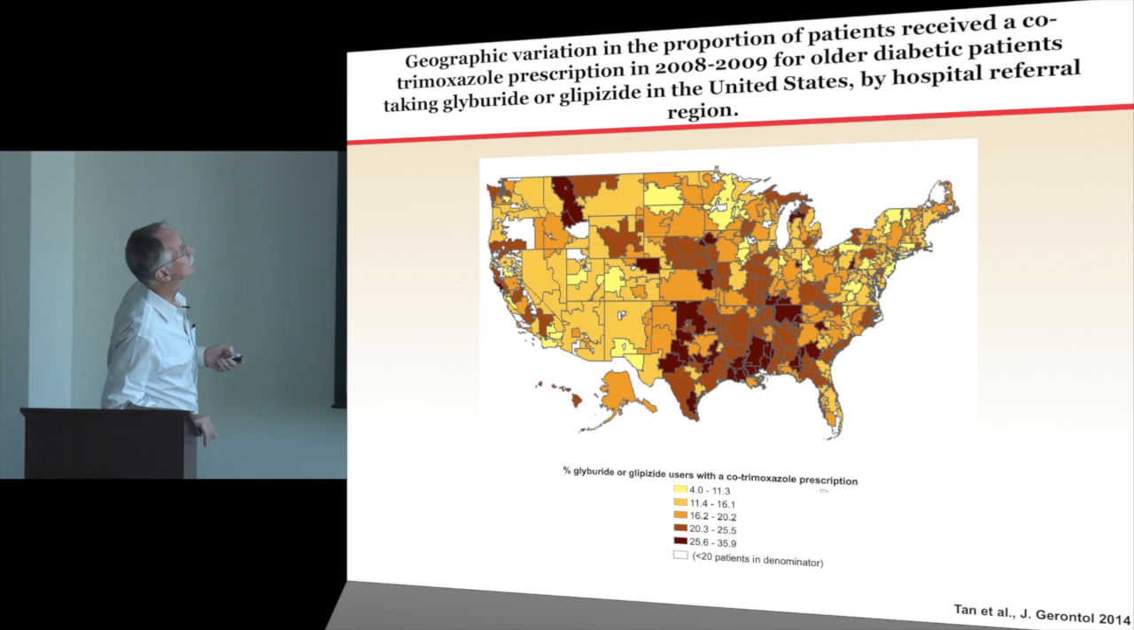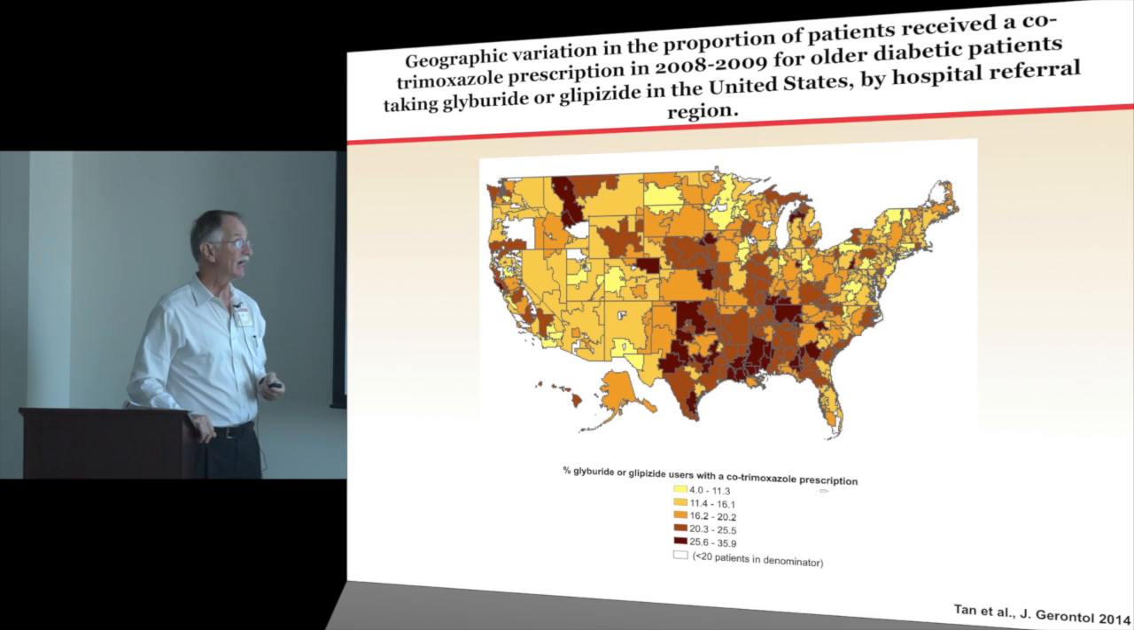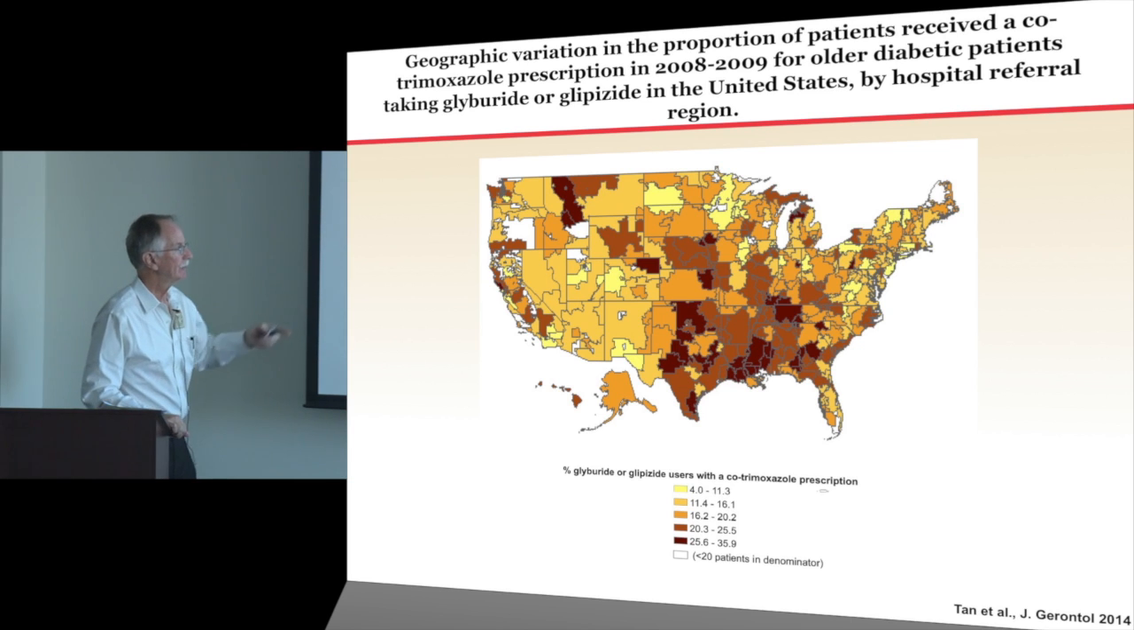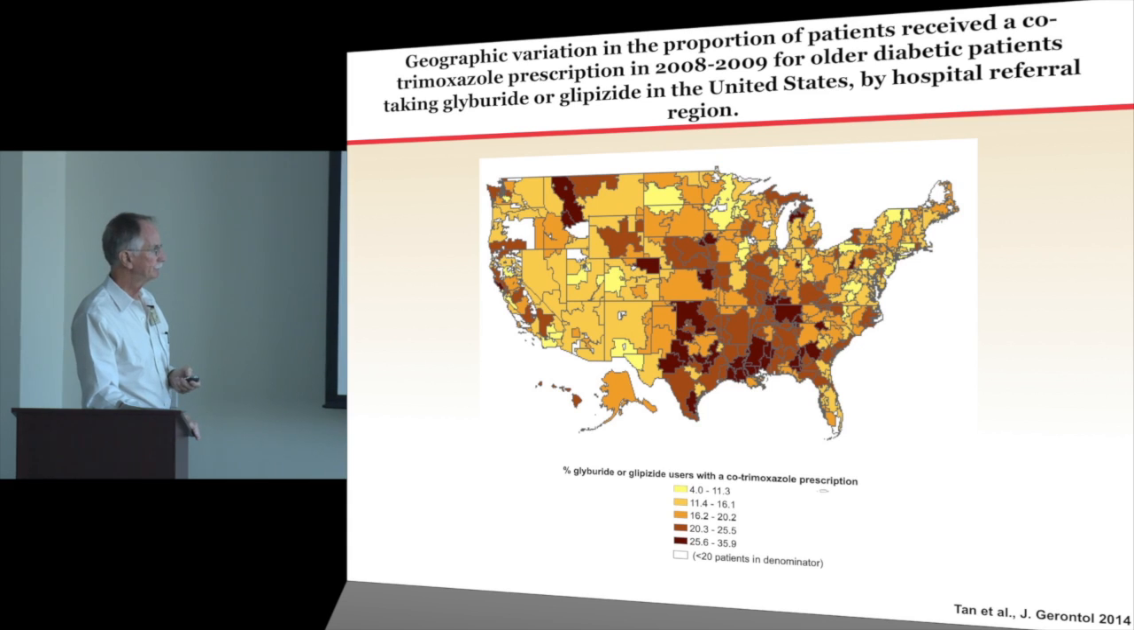Oh, this is 2 years, isn't it? Yeah, this is 2 years. That's why the percentages are somewhat higher. But that's kind of scary. Geographic variation is sort of what you like to see because then you can do clever studies.